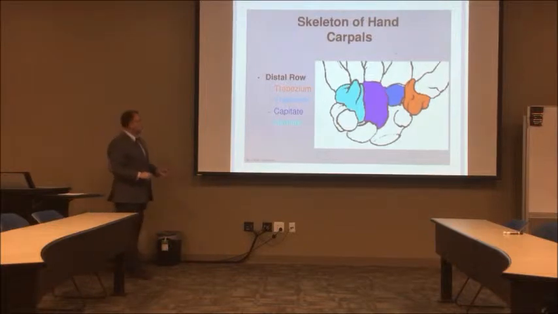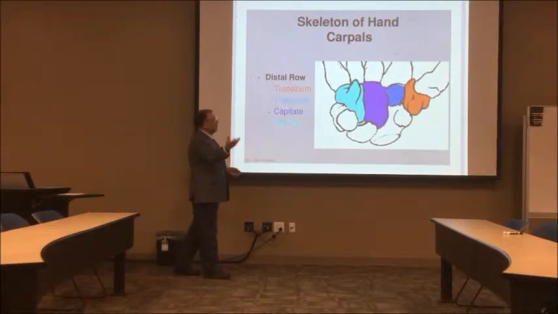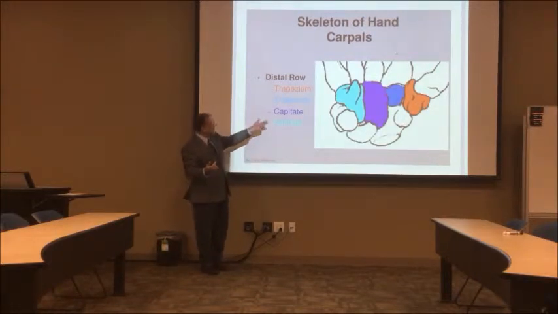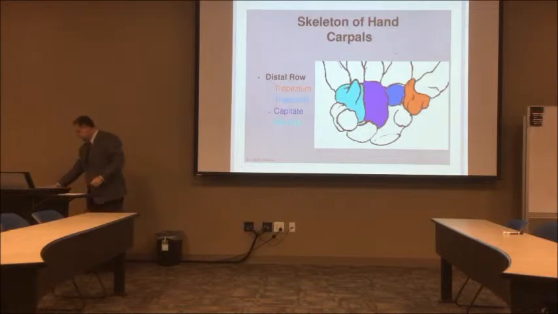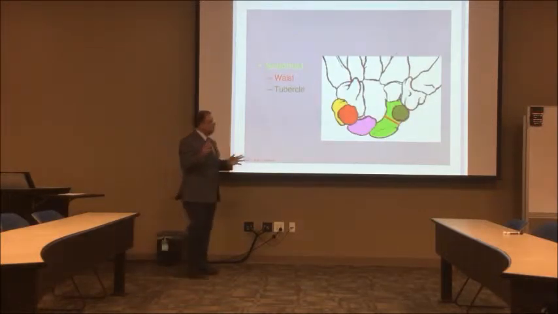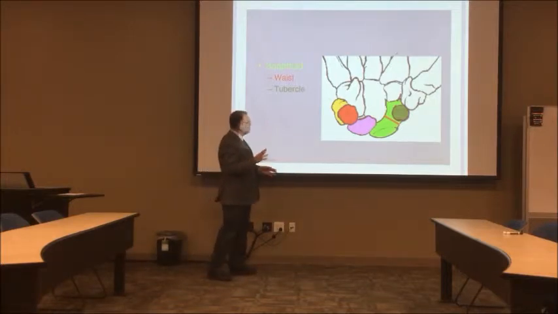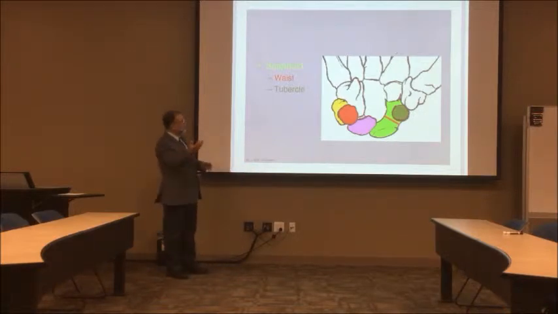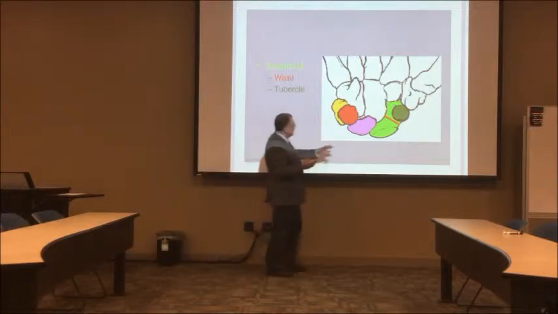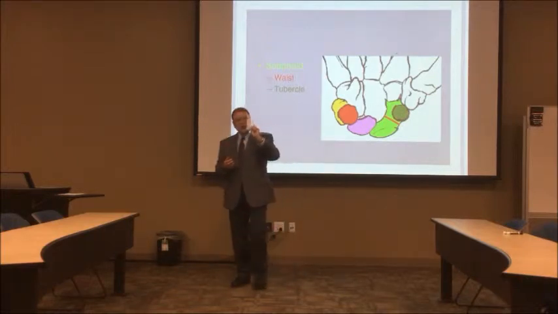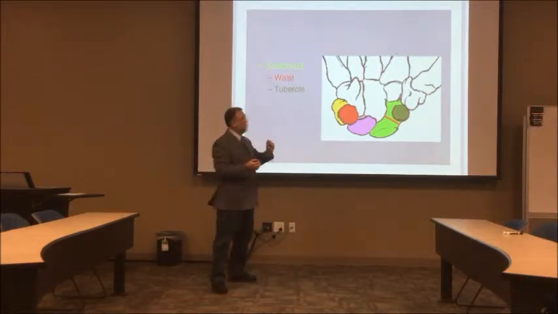Then the distal row: the trapezium or greater multangular, the trapezoid or lesser multangular, the capitate, and the hamate. The scaphoid holds two specific relevant things. One, talking about the specific areas of the scaphoid, it has a body, a waist, and a tubercle. The thing about the waist is that the scaphoid has only one single artery that goes there.